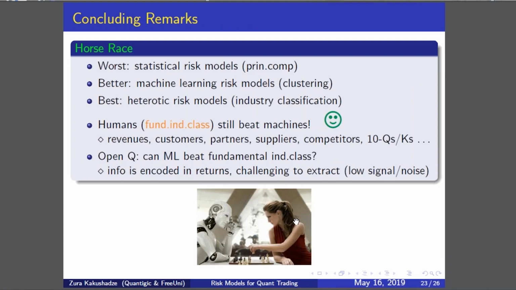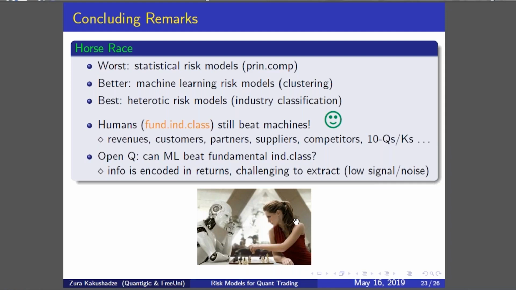Now, let me get to the bottom line of this. You're sitting there and you're probably thinking, okay, well, this is all great, but you've described at least three different ways of doing things. And so which one is the better one and which one is the worst one, right? So here's the answer. If you run a horse race, what you're going to discover is that the statistical risk models based on principal components are worst performing. The reason for that is because they cover a relatively small chunk of the risk space, and principal components outside the first one are relatively unstable out of sample.